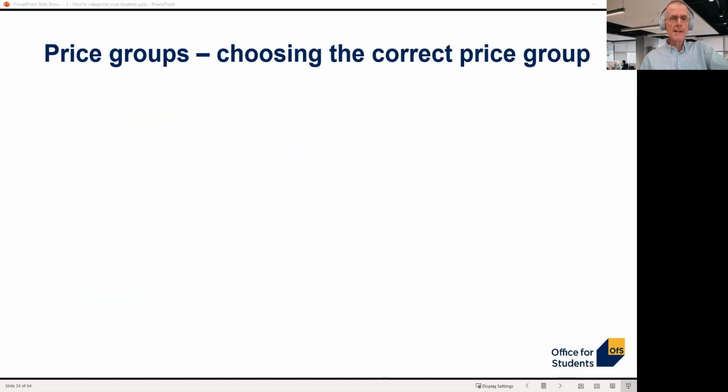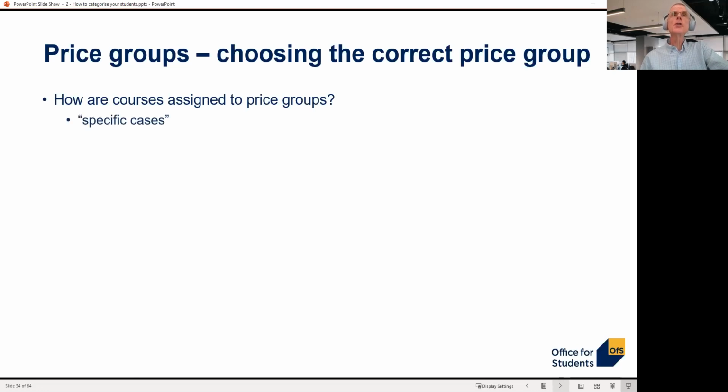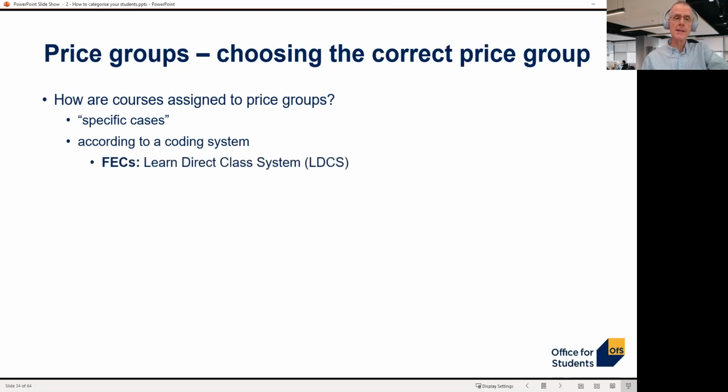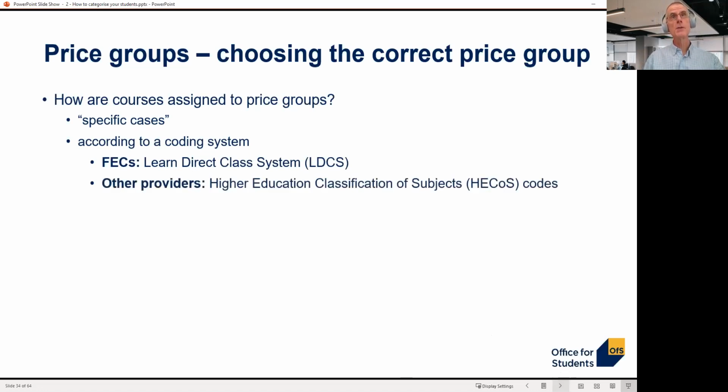So we've got to decide how to choose the correct price group. And basically, we're going to look at the ways of doing this. There are 2 specific cases, as they're called, and according to a coding system, and the coding system varies depending on the type of provider involved. So for further education colleges, FECs, sixth form academies, colleges and academies that use this Learn Direct Class system, the LDCS. Everybody else uses the Higher Education Classification of Subjects, HECOS codes. And again, there's a full description in the HESES guidance in Annex G.